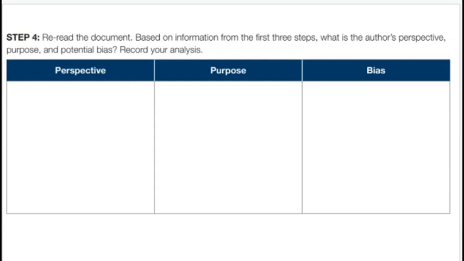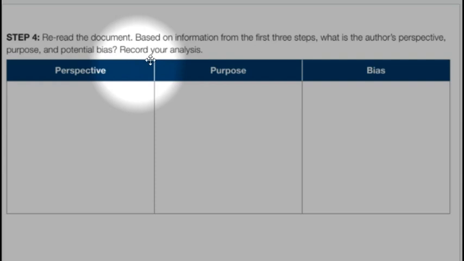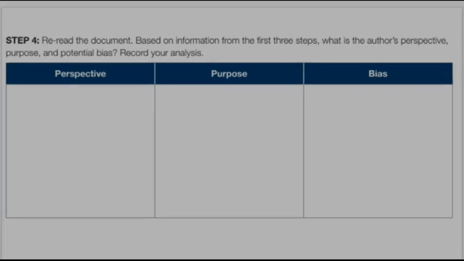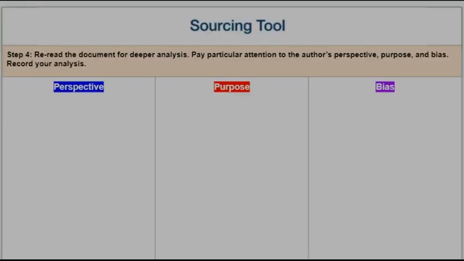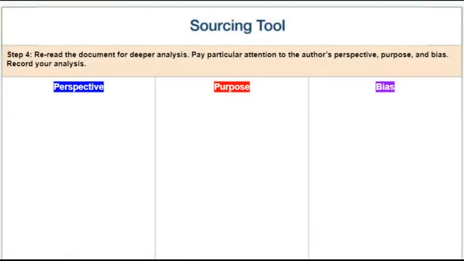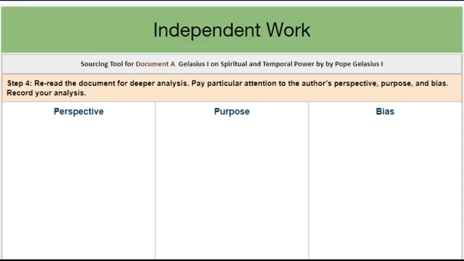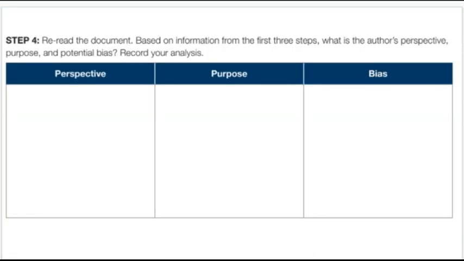You're going to take a good read of the document another time. Based on the information in the first 3 steps, you need to look at the author's perspective, purpose, and potential bias, and you're going to record your analysis. So you're going to do a quick read, then 2 deeper reads. I just want to point out that when your teacher gives it to you, it may look a little different. It may be color-coded because I'm going to share that with your teacher, or it may just look like this for independent work on a specific source, perspective, purpose, and bias. But in the tool itself, it looks like this.